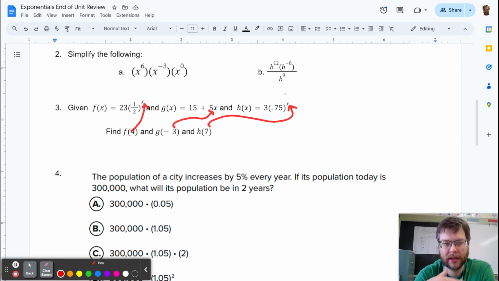So f of 4 means put 4 into the f formula. That's all it means. So you can do it. All it is is just matching up the correct formula with the correct input.